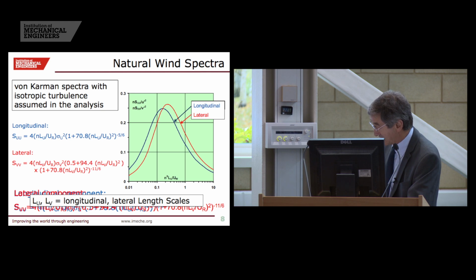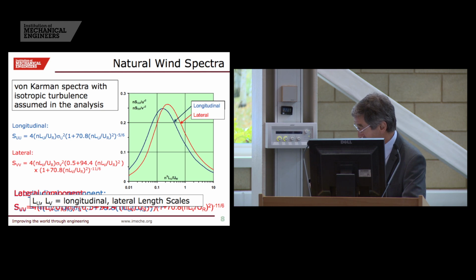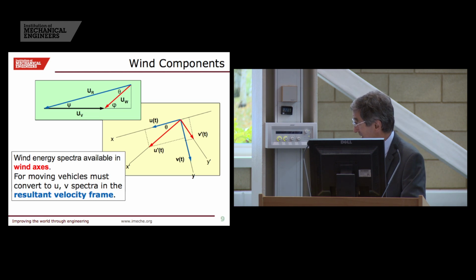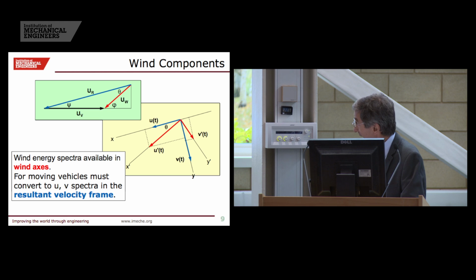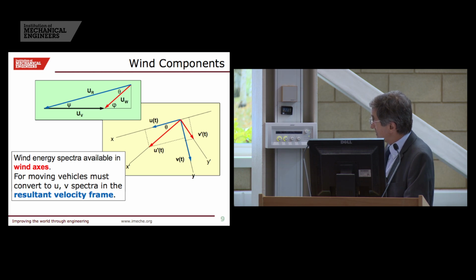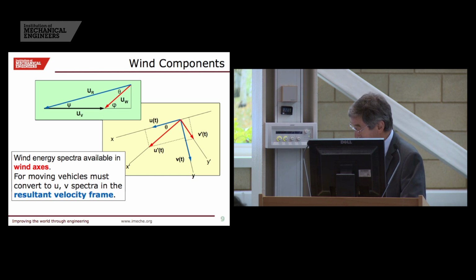And we also need to take into account the length scales of the turbulence. Now, this wind data is derived along the wind vector, and the first thing we need to do is to convert those to along the resultant velocity vector and normal to it.